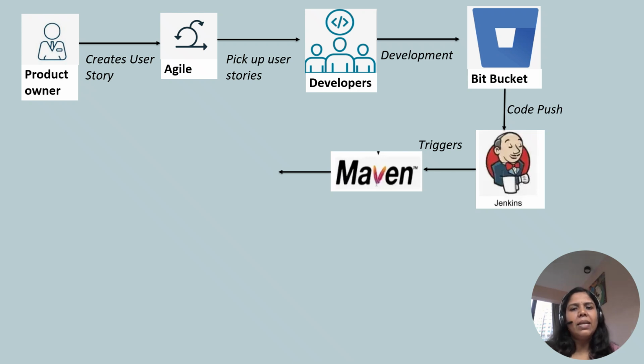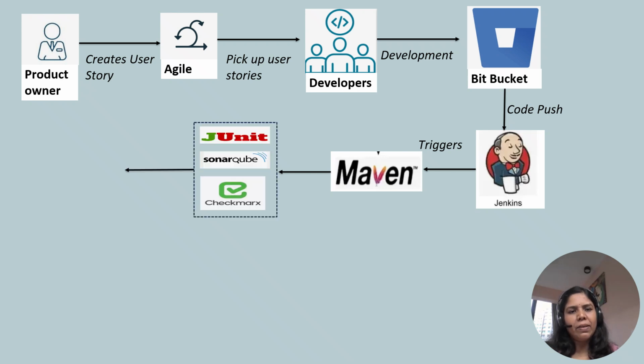What is Jenkins? Jenkins is the director that tells when, how and in what order Maven should run. Maven is the tool that compiles and packages the code. Once the package is ready, what is the next step? Step 4, QA testing. What are the tools we are using here for QA testing? JUnit, which does the unit testing, then SonarQube, the tool used for code quality check, code coverage and static code analysis. Then we are using Checkmarx, which is for application security testing.